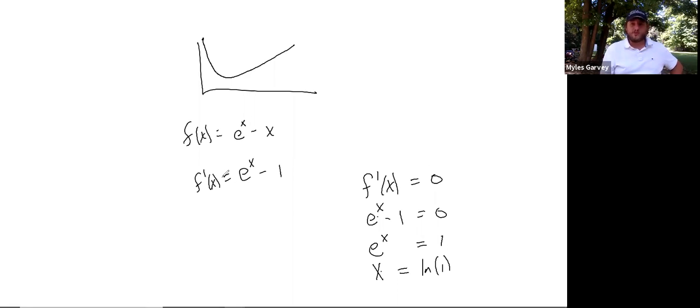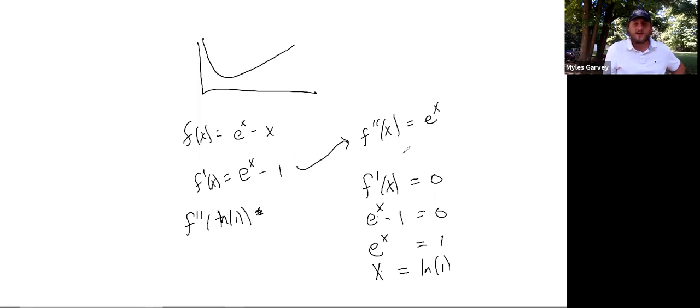The next question, of course, is that a minimum or a maximum? In which case we get our second order conditions, which says that the second derivative at the natural log of 1 needs to be bigger than or less than 0, depending on if it's a minimum or maximum. So if we take the next derivative of this, we get just simply e to the x. And when we plug in the natural log of 1, we get e to the natural log of 1, and that's just 1, which is bigger than 0.